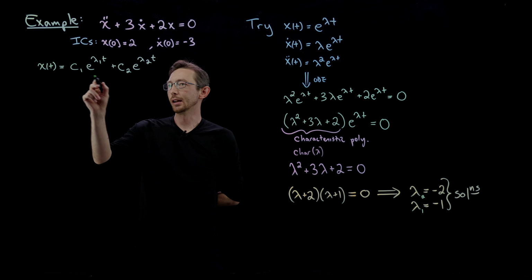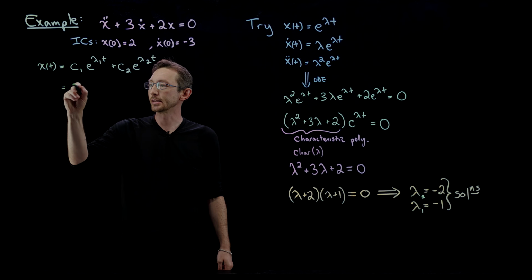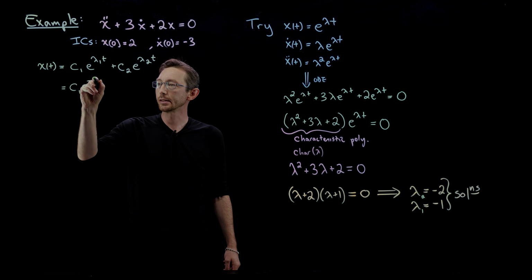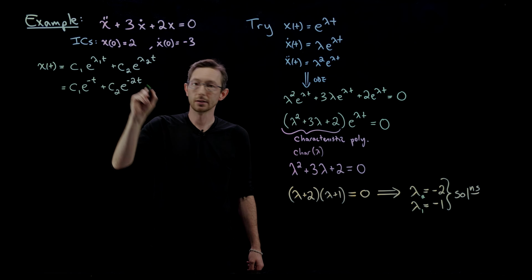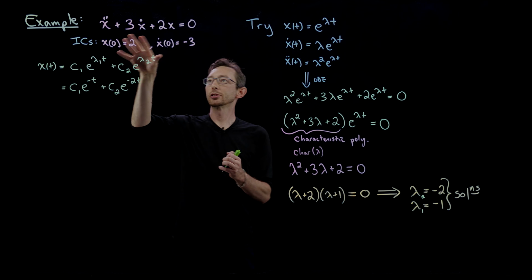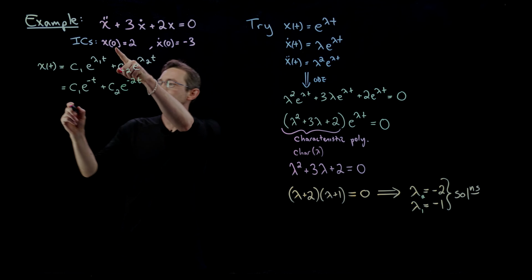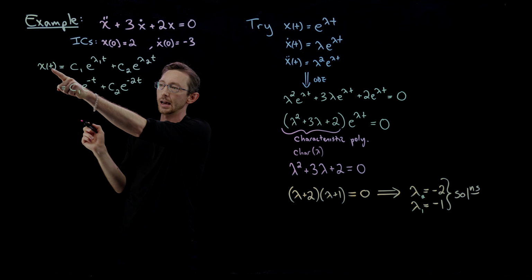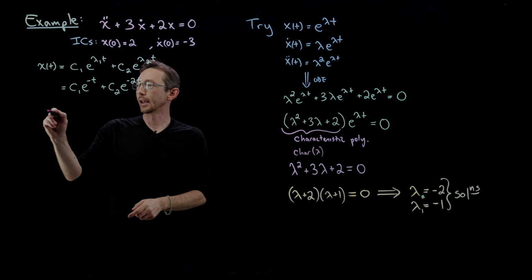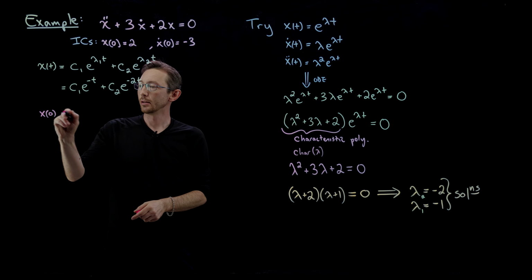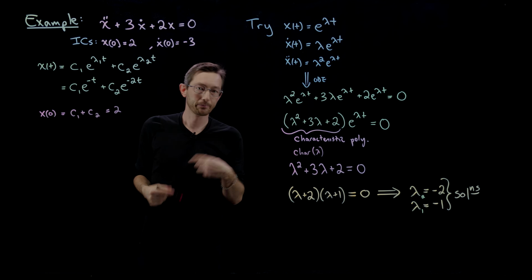So specifically, lambda 1 is -1. I'm just literally going to write this out. This is c1 e to the minus t plus c2 e to the minus 2t. And from my initial data, I know that x at time 0 equals 2. So if I plug in 0 for time, e to the 0 is 1, e to the 0 is 1. And so I get x at time 0 equals c1 plus c2, and that has to equal the constant 2.